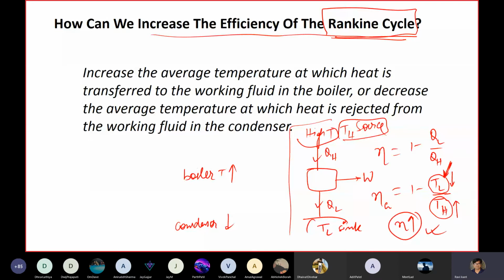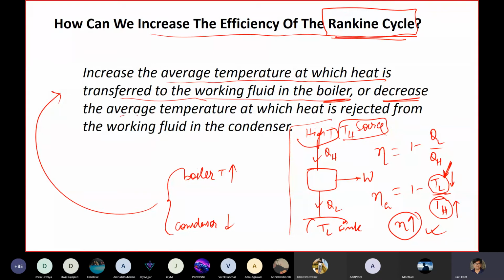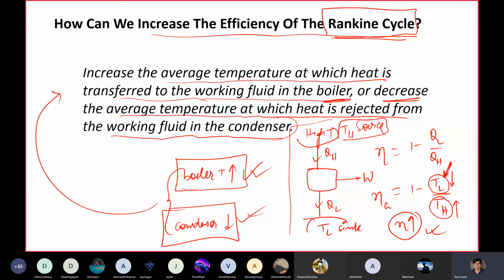Okay, and this is the key behind increasing the efficiency of the Rankine cycle as well. Increase the average temperature at which heat is transferred to the working fluid in the boiler, or decrease the average temperature at which heat is rejected from the working fluid in the condenser. In both cases, whether you increase the boiler temperature or decrease the condenser temperature, the efficiency of the Rankine cycle increases.